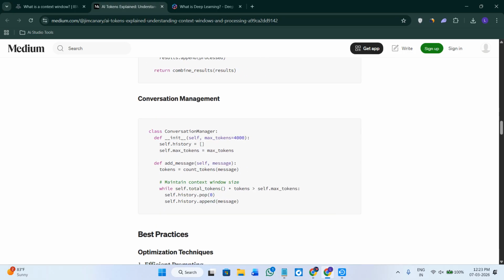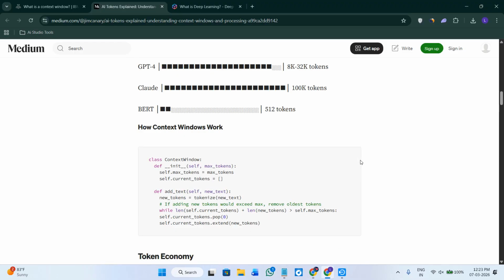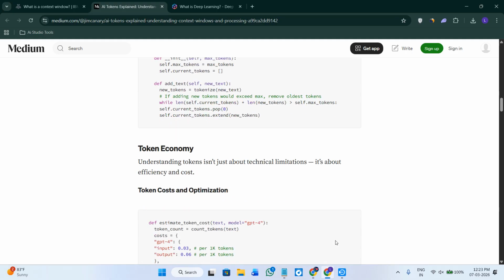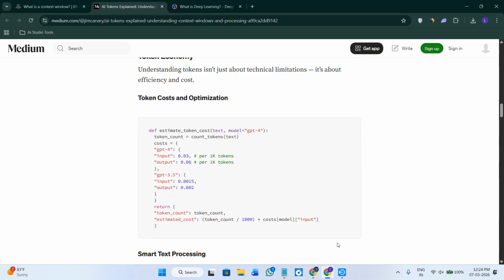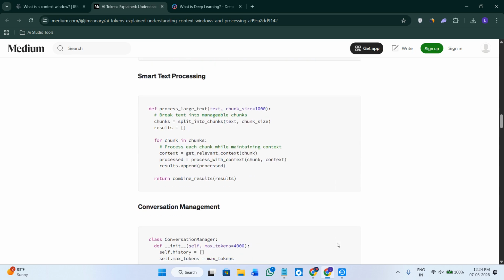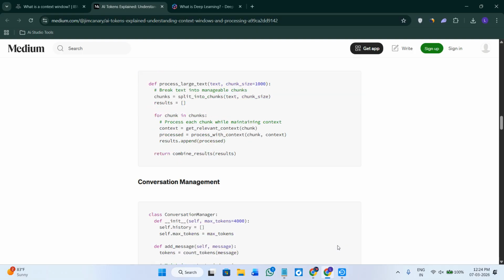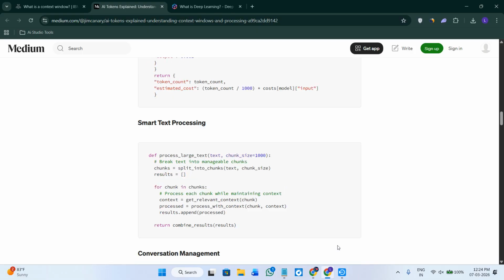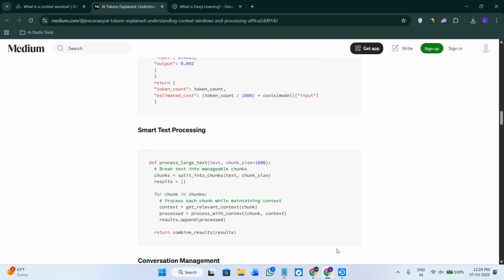Larger context windows allow AI to handle bigger tasks. For instance, models with large context windows can analyze long documents, entire reports, or even multiple files at once. Tokens and context windows also affect cost and performance. The more tokens you send to the AI, the more processing is required. That's why developers often try to optimize prompts and reduce unnecessary text.